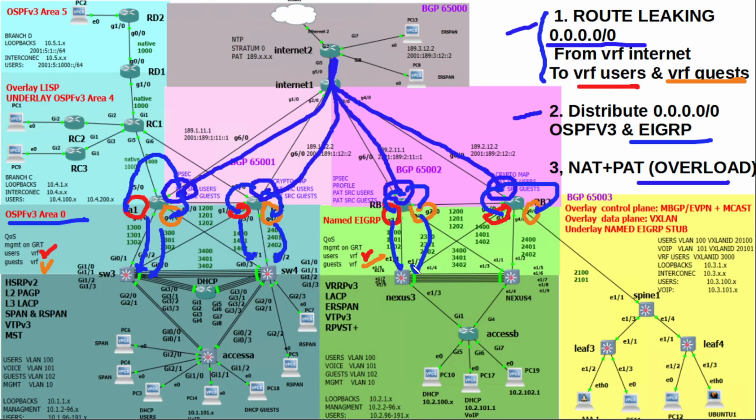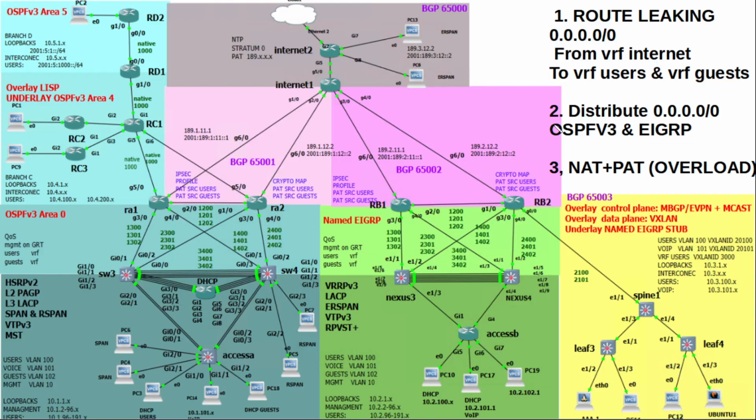Using EIGRP on the green network, we're going to do the same. So the Nexus 3 device and the Nexus 4 device will have the default route within the VRF users and VRF guest. And after doing those two things, we will now be able to create a NAT configuration here on router A1, router A2, router B1, and router B2.